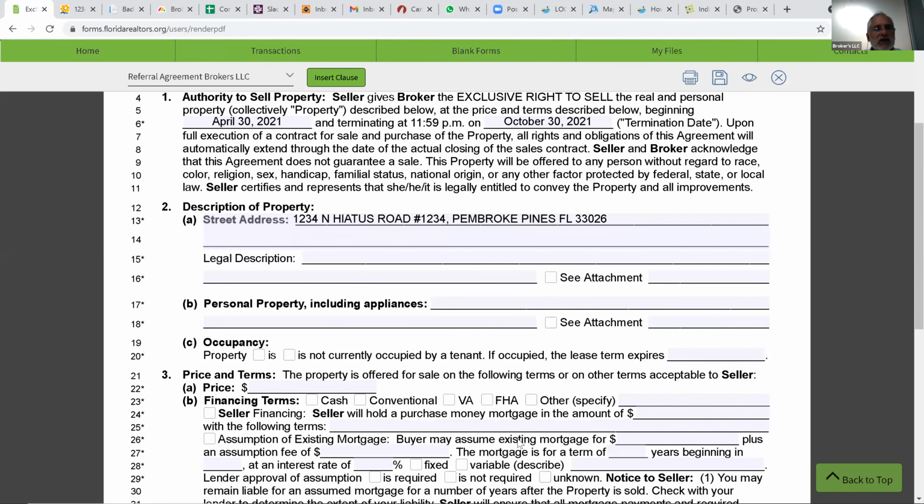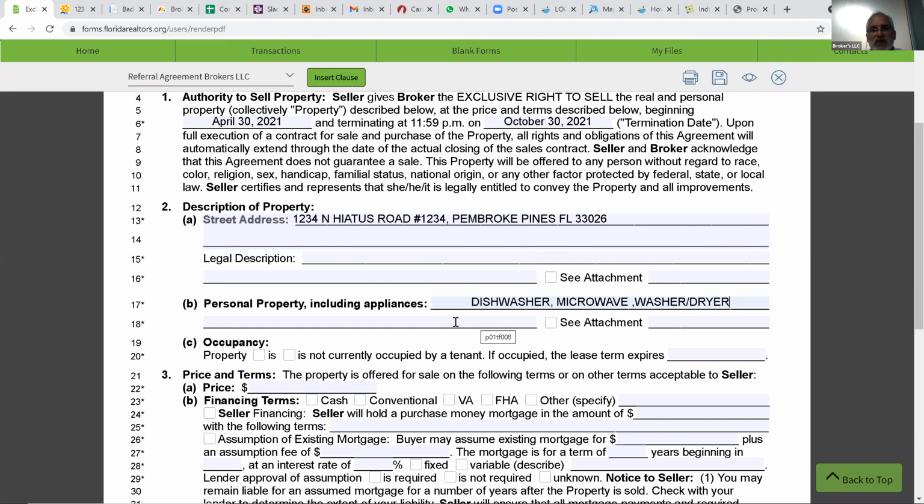Okay, let's go to personal property, 2B. Personal property is all the stuff that is going to stay on the property, including any attachments to the ceiling or to the walls inside the property. Not only appliances, but any personal stuff that is going to stay on the property.